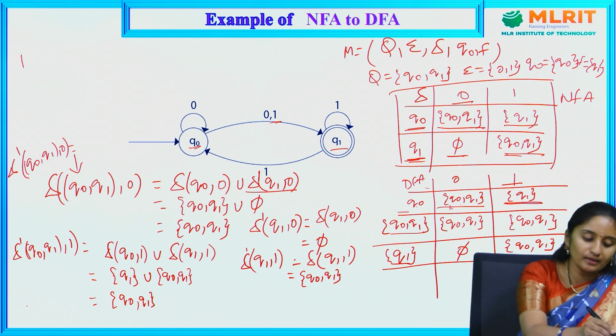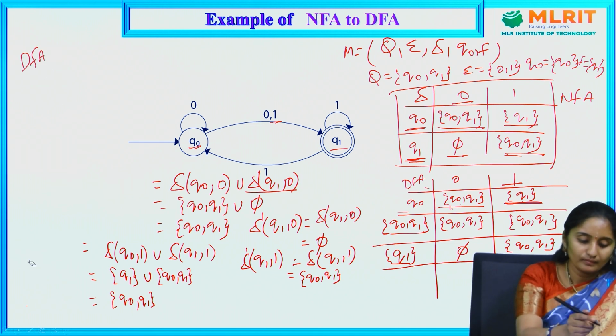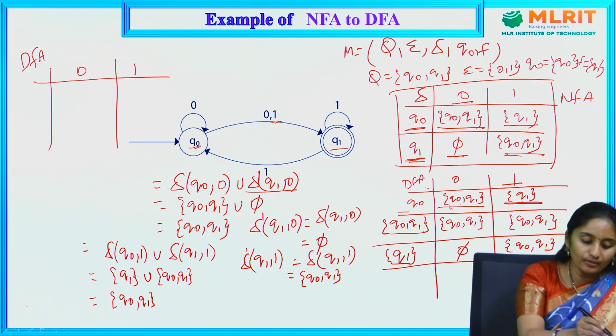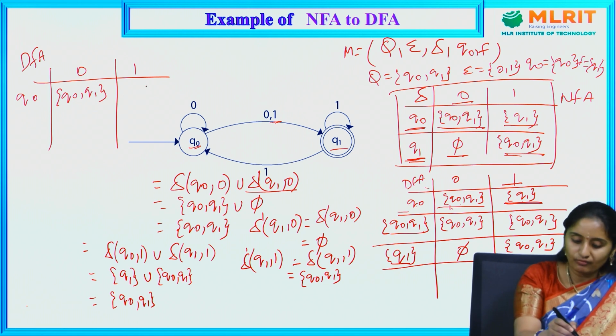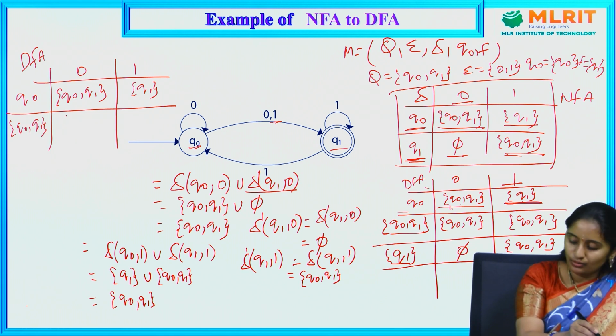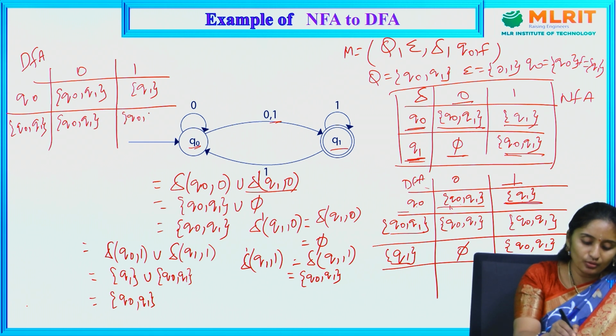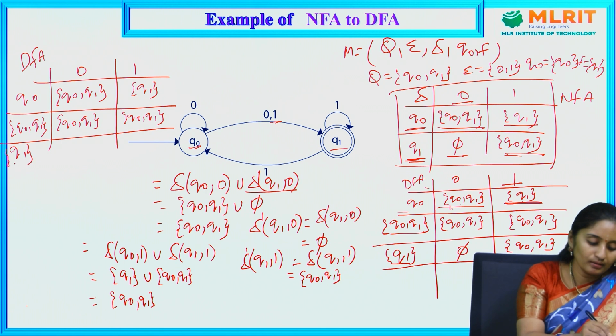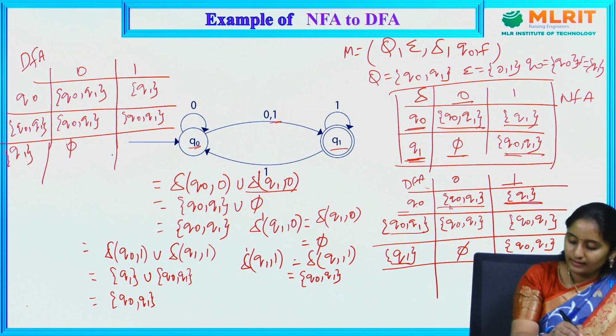Let me draw the same diagram over here. DFA diagram. Q0 on 0, I am having Q0, comma Q1. Q0 on 1, I am having Q1. Same thing, once again I am writing over here. Q0, comma Q1 is going to Q0, comma Q1, and it is also going to Q0, comma Q1. And again I have Q1. I am going to Q pi, and the other one is Q0, comma Q1.